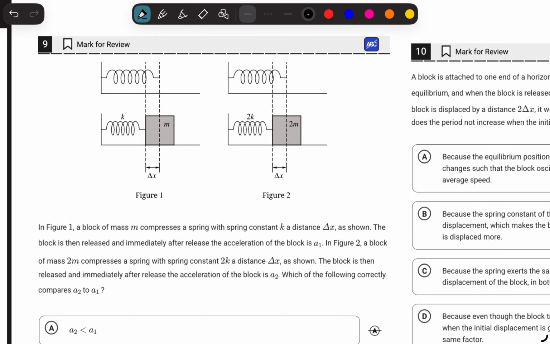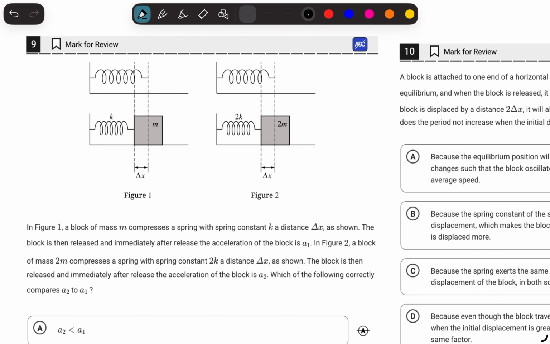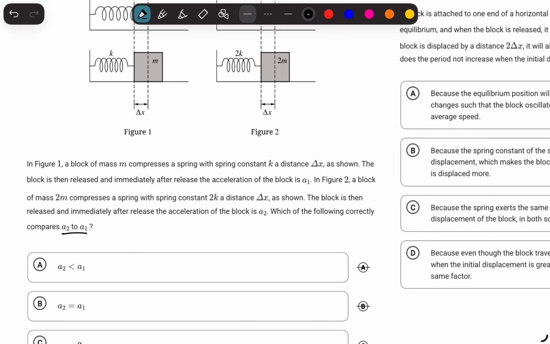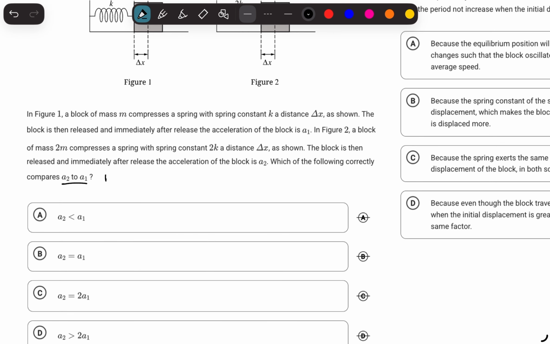So we know in figure 1, again, this is our mass m. We have k labeled for us. We have delta x. So we want to compare in these two figures what is the acceleration immediately after release from rest. So we're going to use Hooke's law.